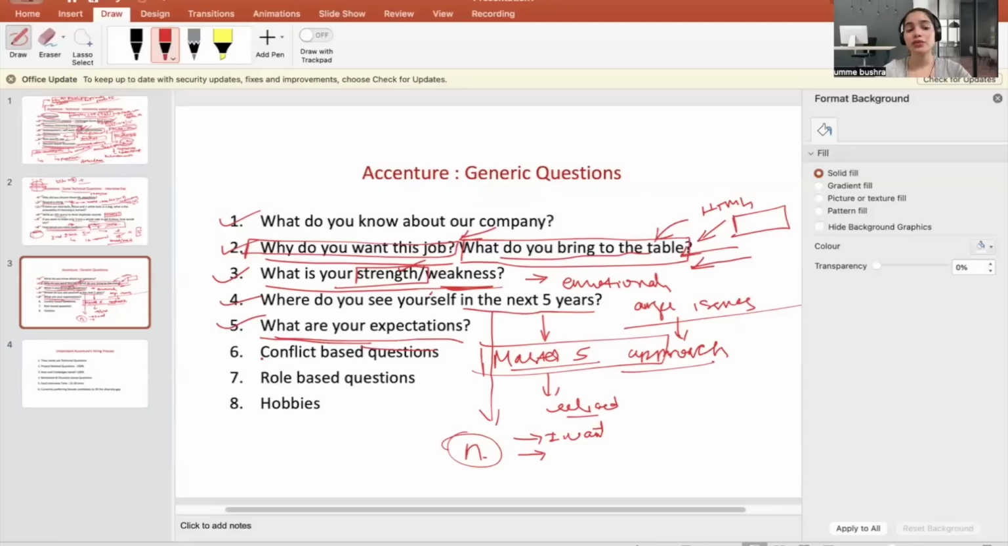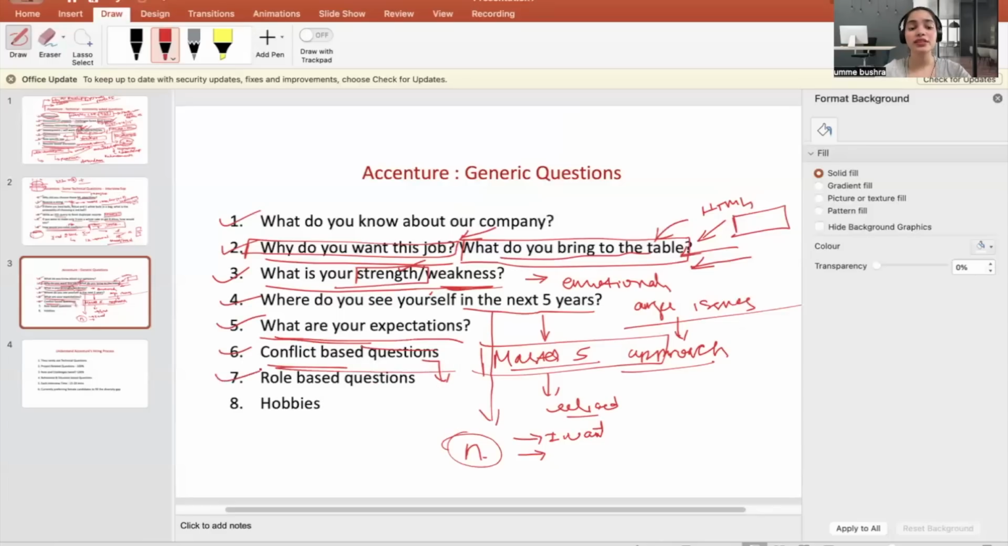Next is conflict-based questions. I think we've already covered that. You will be given a situation where there could be conflicts, and you have to be very diplomatic again. You have to give an answer where you aren't causing any harm to the company, but you also are taking care of your personal life. So this is how the conflict-based questions are going to be solved.